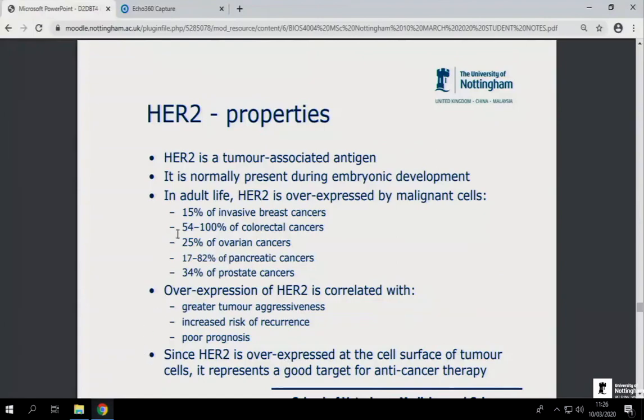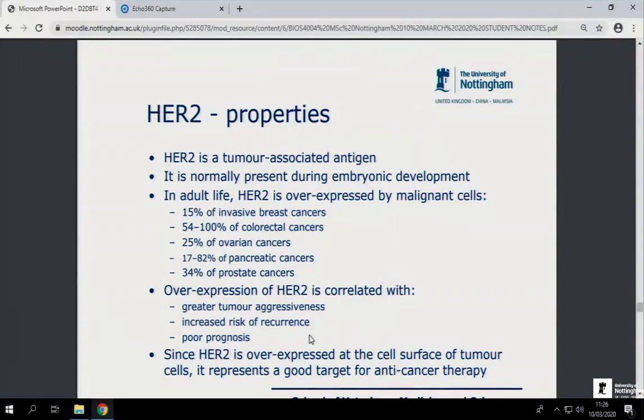It's a tumour-associated antigen. It's normally present in normal embryonic development. In adult life, it's overexpressed by malignant cells, and particularly in these tumours here. Well, it's right, 15% of invasive breast cancers have HER2 overexpression on it. Overexpression of HER2 is correlated with a greater tumour aggressiveness, increased risk of recurrence, and poor prognosis. So patients who've got breast cancer, whose tumour cells are HER2 positive, have a rather poor prognosis, and they have to be considered for this sort of treatment.